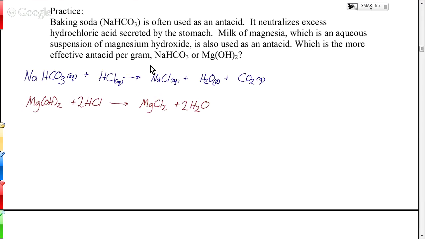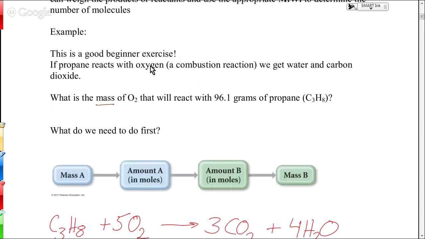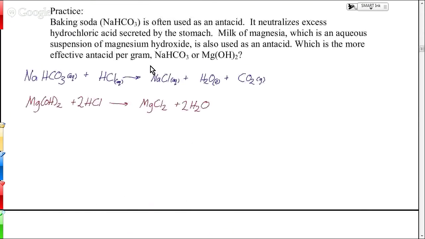Or how many grams, if we really want to make it exactly like it was up here, what is the mass of HCl that will react with 1 gram of sodium bicarbonate? And then, what is the mass of HCl that will react with 1 gram of magnesium hydroxide? And we didn't have to pick 1 gram. We could have picked 5 grams, 10 grams, whatever, as long as it's the same in both.